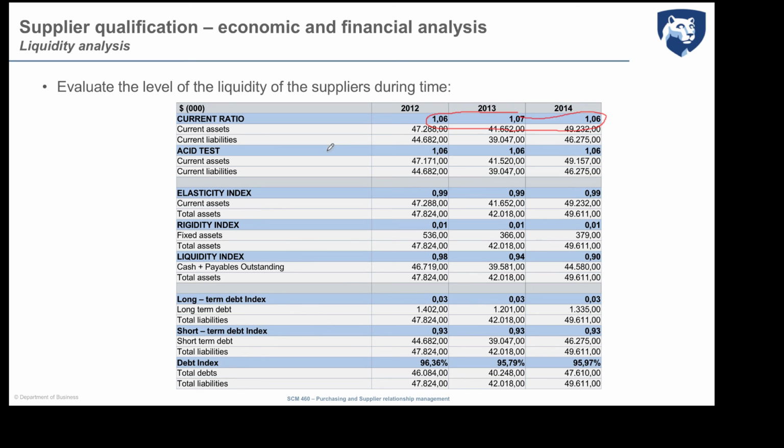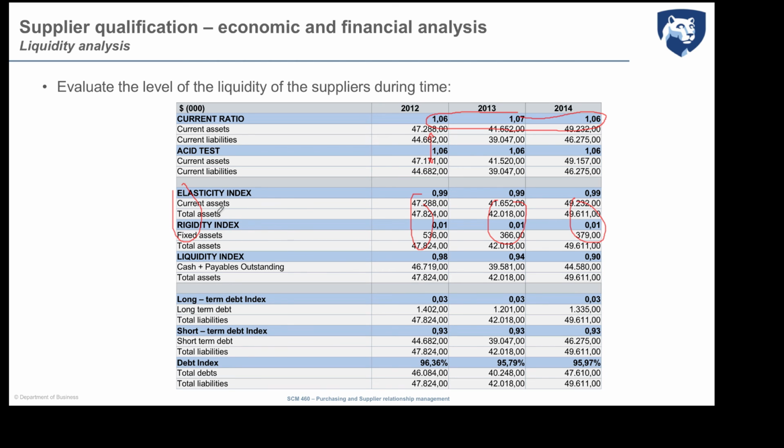This is still valid with the asset test, because you can see the difference is very small. So inventory has no incidence on the supplier's assets. Elasticity index: you see that this supplier has a lot of flexibility, because 90% of the total assets are current assets, while fixed assets are just 1%, and this is typical of all the years. There is a low incidence of fixed assets.